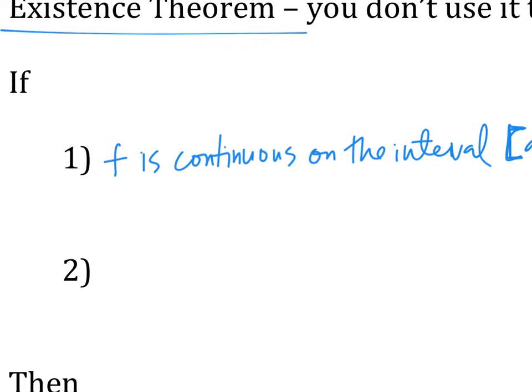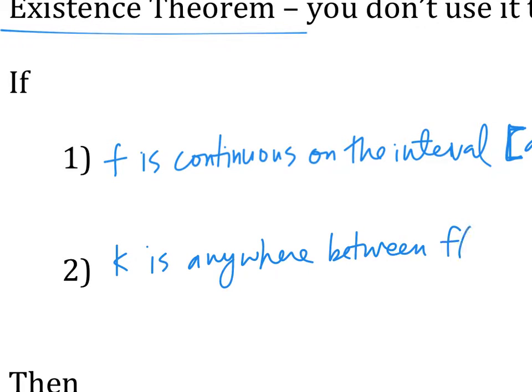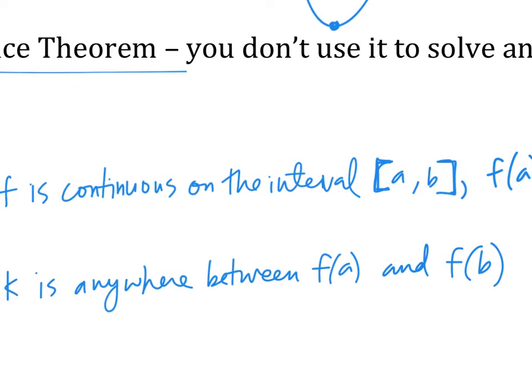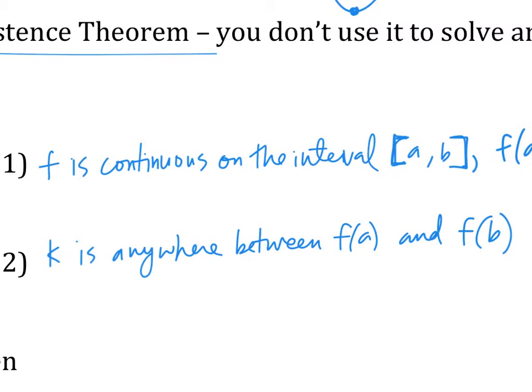And the second requirement is k is anywhere between f of a and f of b. So k meaning a y value, and that y value is somewhere between f of a and f of b. So it has to go between, therefore the intermediate value.